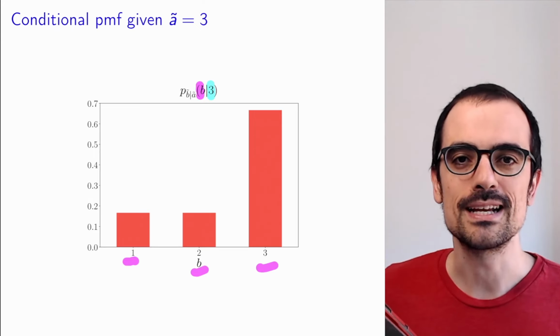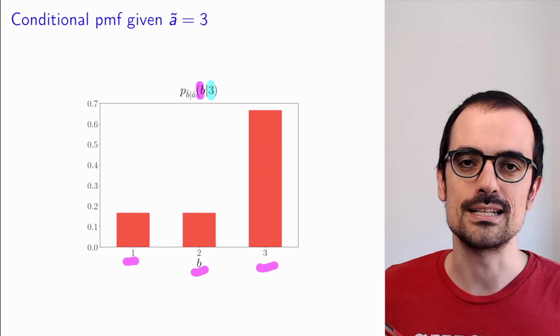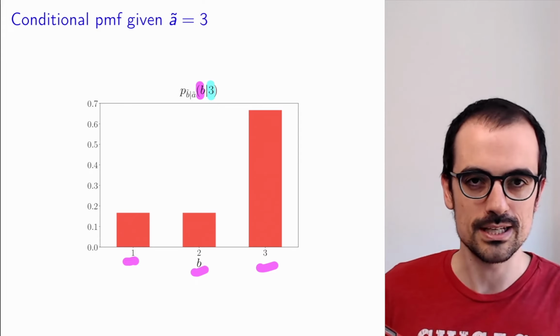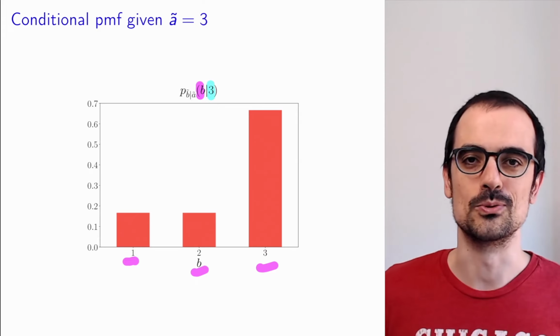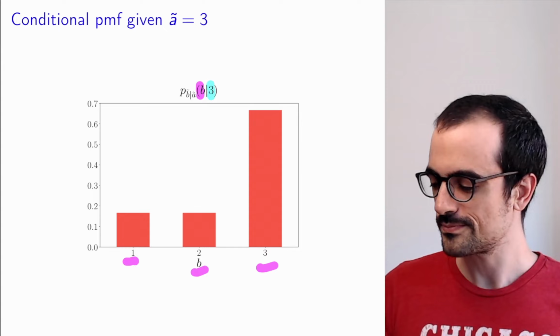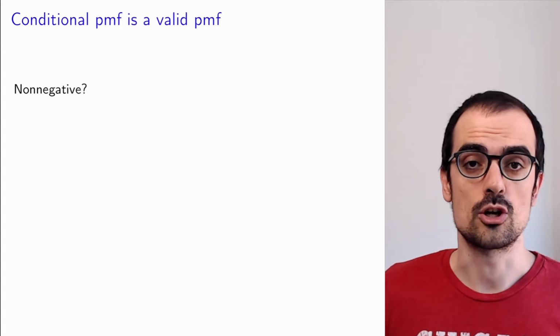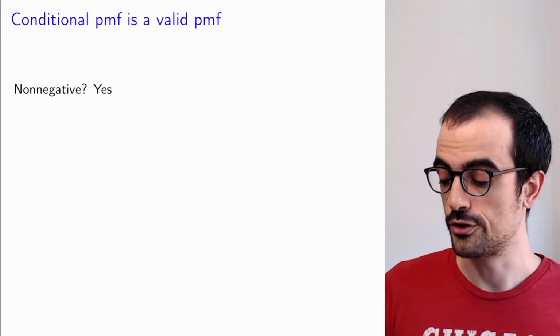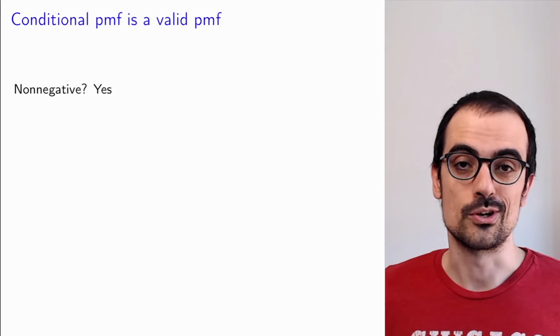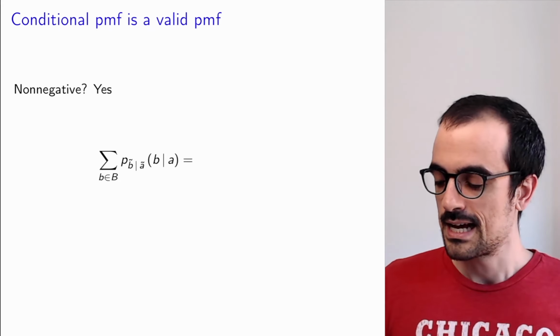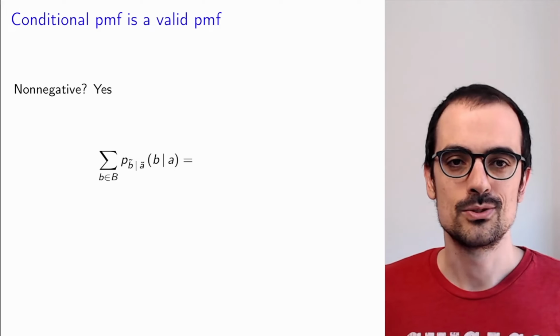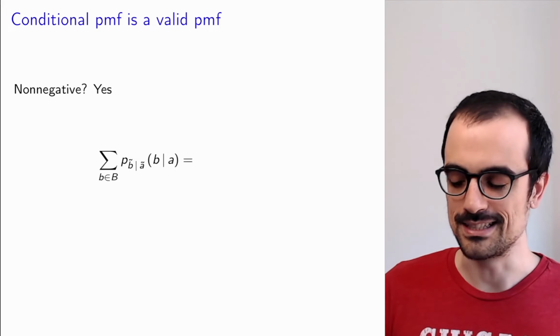It's very important to make this distinction when you're visualizing a conditional PMF, because at the end of the day, when you see it written down, it's very easy to confuse. All right, so the conditional PMF is a valid PMF. It's non-negative. It contains conditional probabilities, so they're all non-negative. And it adds up to 1. Let's check that that is indeed the case.